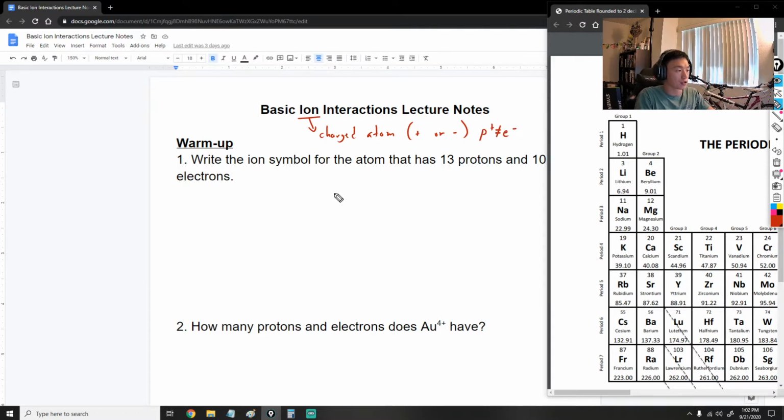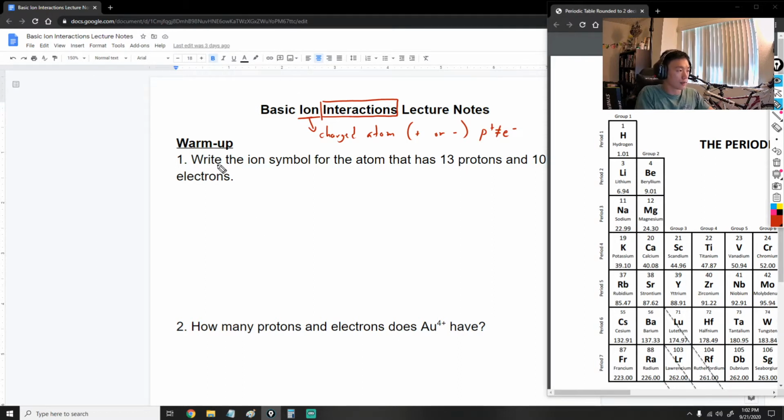So we're basically going to be figuring out how these ions, these charged atoms, interact. What do ions, these positively and negatively charged atoms, do when they're next to each other? That's what we're going to be talking about today. But before we do, let's review a couple things about ions, how to find them, how to find the charge, and then we'll move on to how they interact with one another.